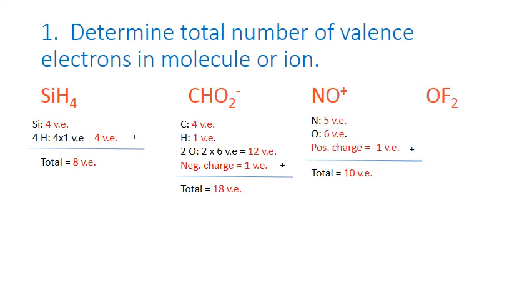And last but not least, we'll deal with oxygen difluoride, OF2. So oxygen has six valence electrons. Fluorine is from column 17, so seven valence electrons. We have two of them, so that's 14 from the fluorines. We add them together and we get 20 valence electrons total to distribute.